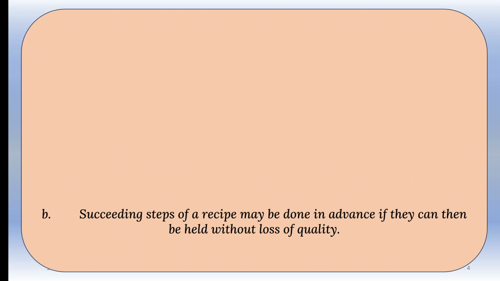Succeeding steps of a recipe may be done in advance if they can then be held without loss of quality. So you can do it in advance provided there is no loss of quality. That you have to take into consideration. That is very, very important, because don't forget that we are handling food materials. Any minimal negligence in your work can create an enormous danger to the health of the customer who is consuming it. So naturally, you should be very careful about this.